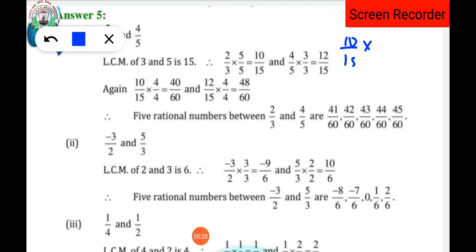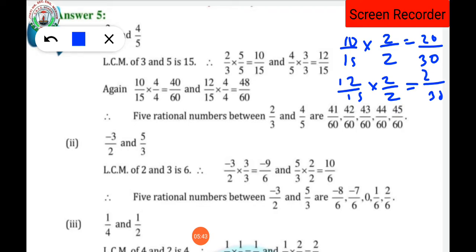If this 10 by 15 is multiplied by 2, we get 20 by 30. And what is the next number? That is 12 upon 15, isn't it? When it is again multiplied by 2, you will get 30 and here 24. Now between 20 and 24, how many rational numbers are there? 21, 22, 23. Again 3 are there. That means we want more, since we want 5 rational numbers.